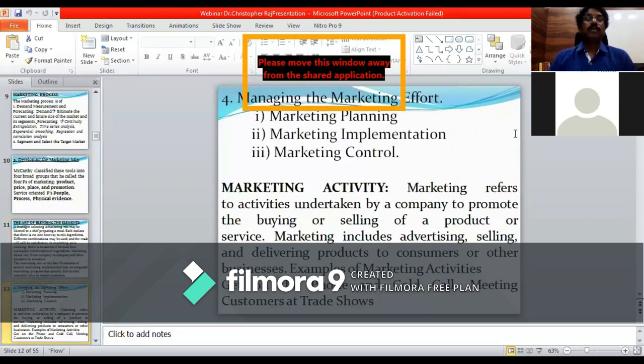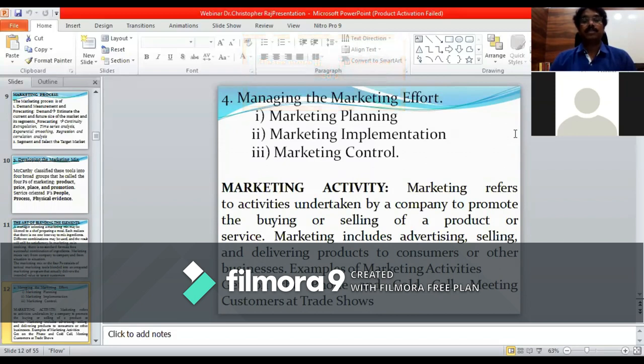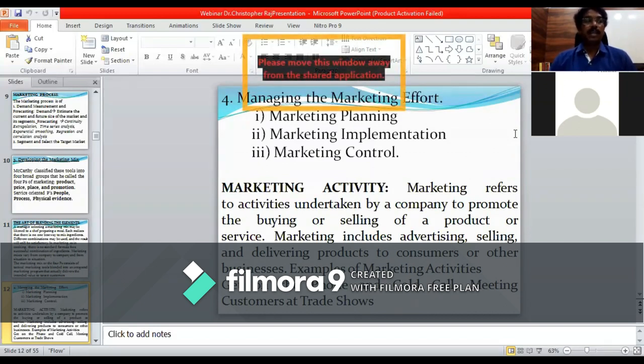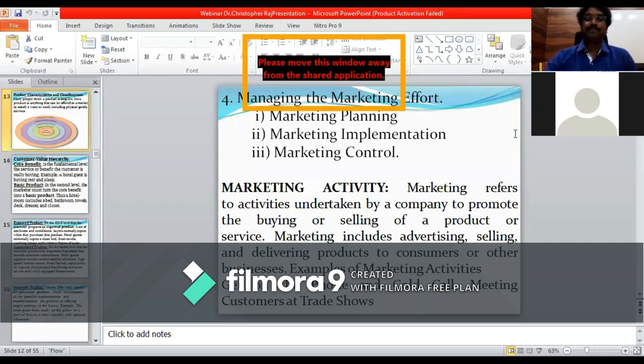And fourth, the last step in the marketing process: managing marketing efforts, marketing planning, marketing implementation, and marketing controlling. Coming to marketing activity, a marketing activity just refers to an activity that is intended to create value. For example, making a cold call on a phone and meeting customers at trade shows.